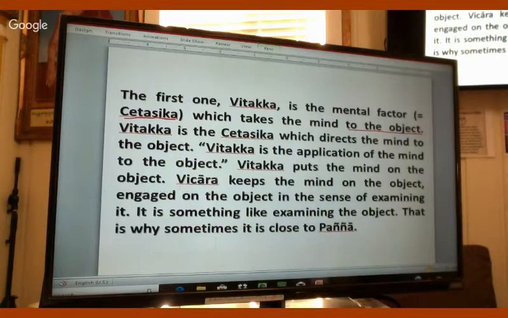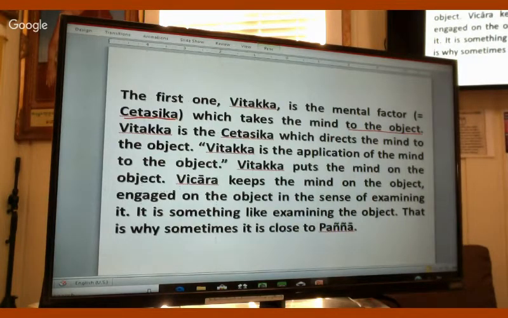Contact is phassa, which is working like this. But Vitakka is not. Vitakka takes the mind to the object. That's why our mind easily goes to the object, because of Vitakka. So it is like aiming to the object, or like introducing the mind to the object.